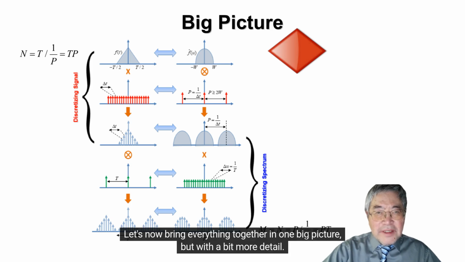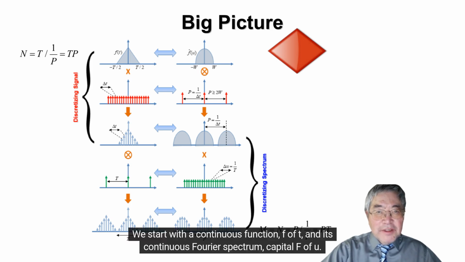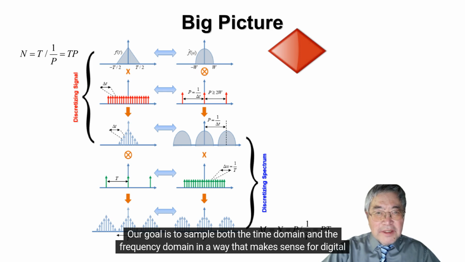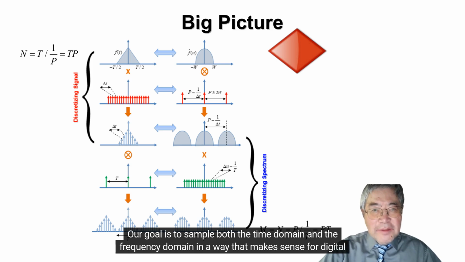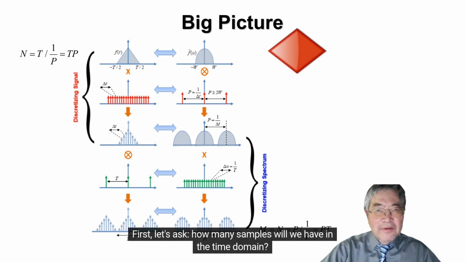Let's now bring everything together in one big picture, but with a bit more detail. We start with a continuous function f of t and its continuous Fourier spectrum, capital F of u. Our goal is to sample both the time domain and the frequency domain in a way that makes sense for digital processing. First, let's ask how many samples will we have in the time domain?